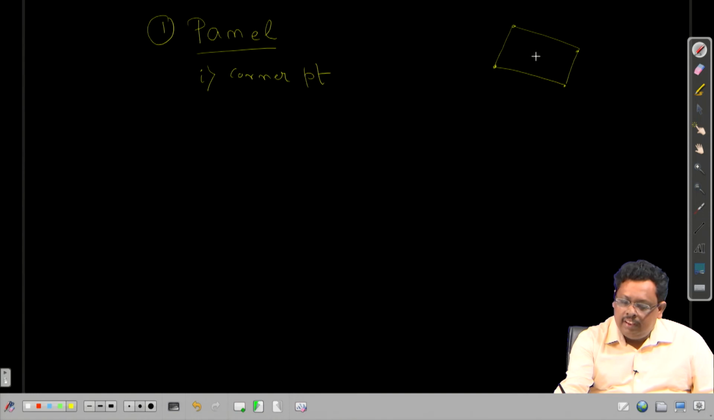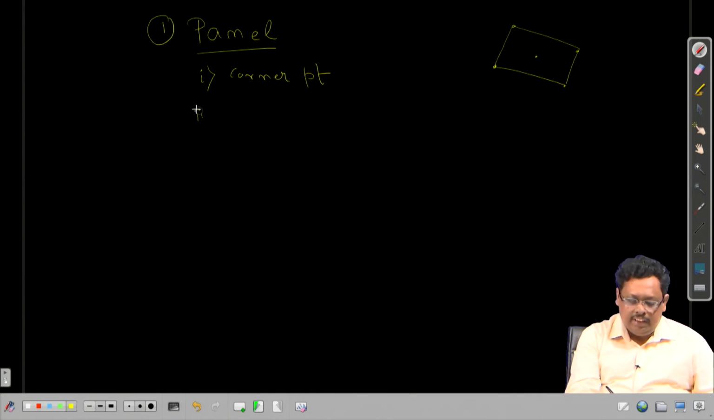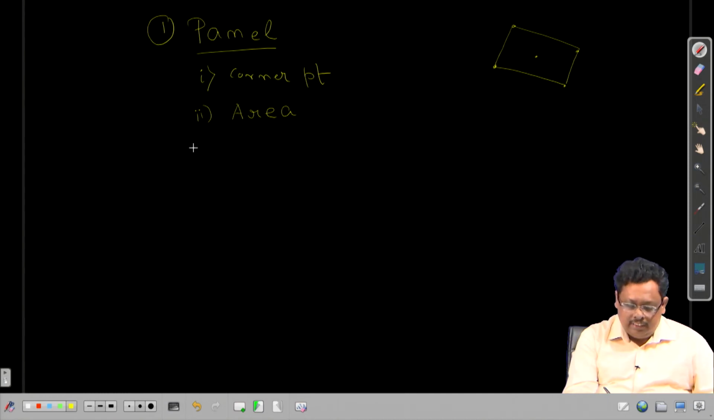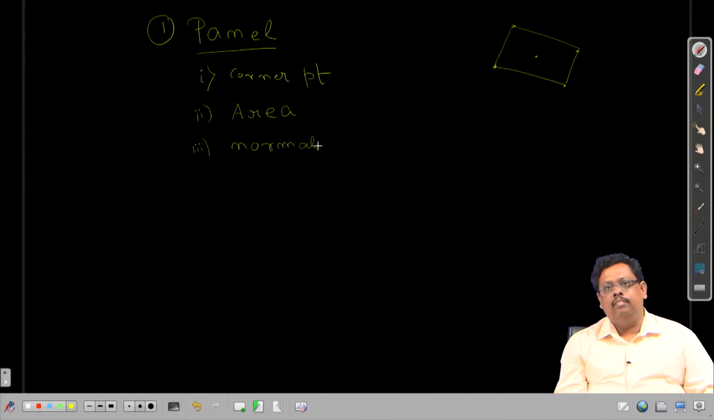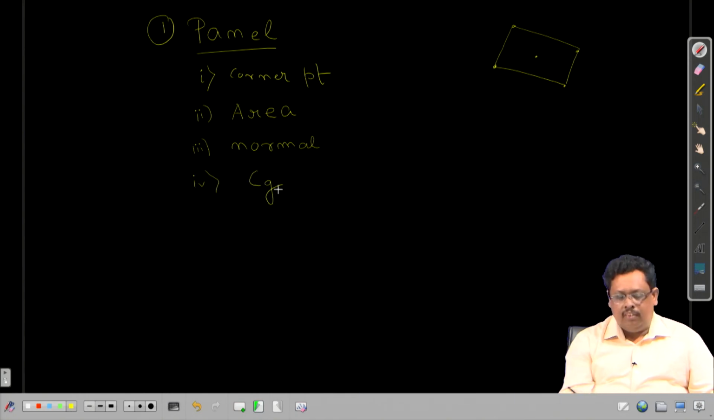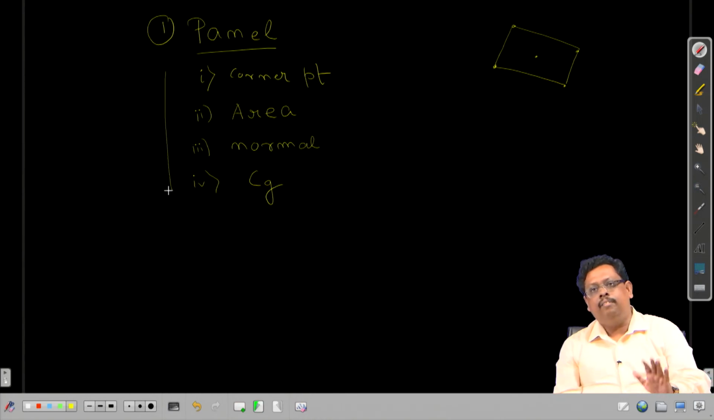Second, I also want to find out the area. So, second property I can find out is the area, right, and then the third property is the normal of the panel, the outer normal to the panel. So, these are 3 properties, and also the fourth one, of course I forgot, which is the center of gravity, or we can call it CG. So, you see that these 4 are essential for a panel.